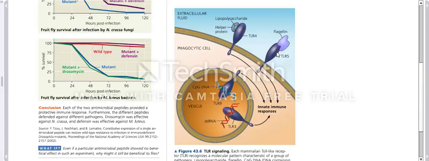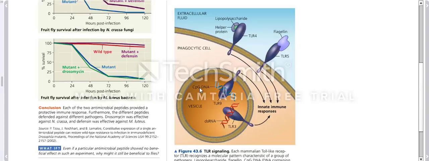TLR5 recognizes flagellin, which is the main protein of bacterial flagella. And TLR9, which can be seen inside the vesicle with TLR3, is binding to a sequence of DNA rich in cytosine and guanine.